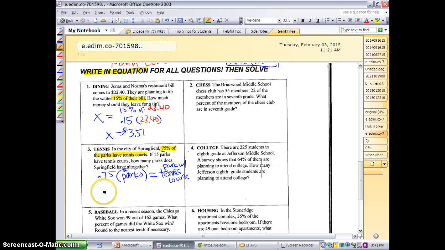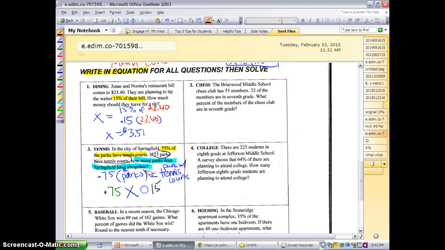So I know that 0.75. Do I know the number of parks that I have? Nope, because it says how many parks does Springville have altogether. So I don't know the number of parks. I'm going to use an x. And do I know how many parks have tennis courts? Yes, 15 parks have tennis courts. So that equals 15.